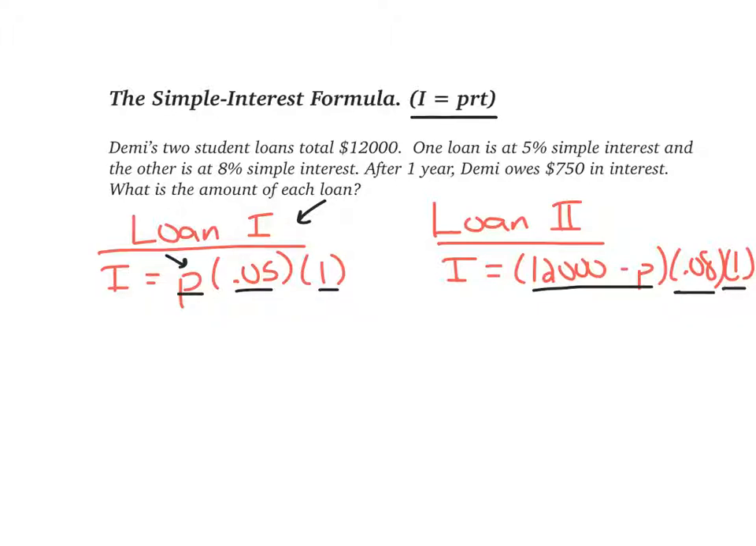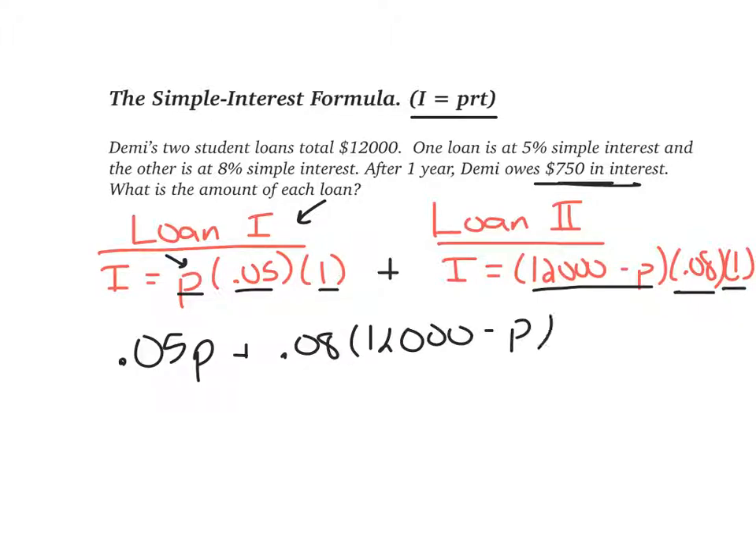Here's what we know about her total interest. Her total interest is $750, which means if you add up her two interests, she's going to owe that much. So I'm going to set these up. Her first one is 0.05P. Her second one is 0.08 times 12,000 minus P. Now I just rearrange those a little bit. I'm not worried about the ones because 1 times anything is just itself. And it says altogether she owes 750. So together her two interests have to be 750.